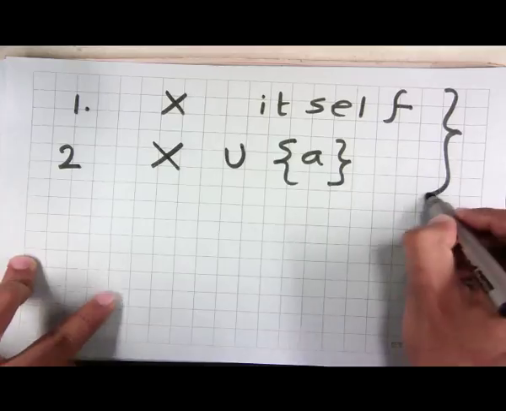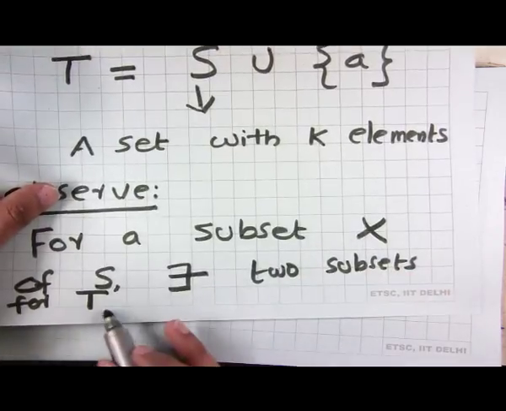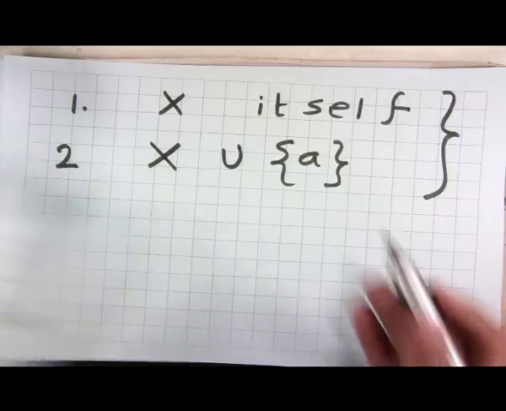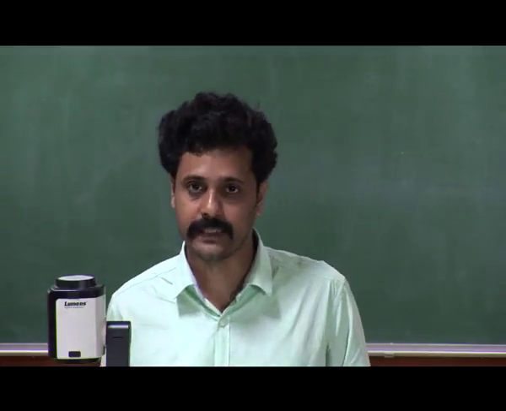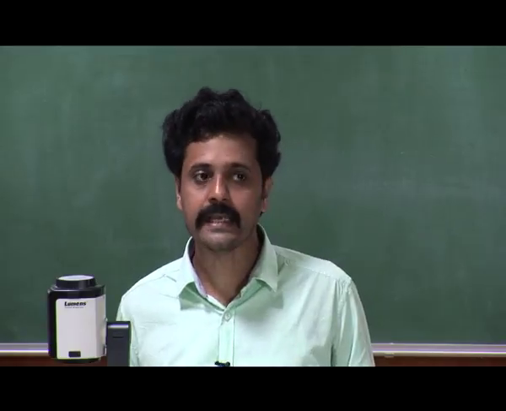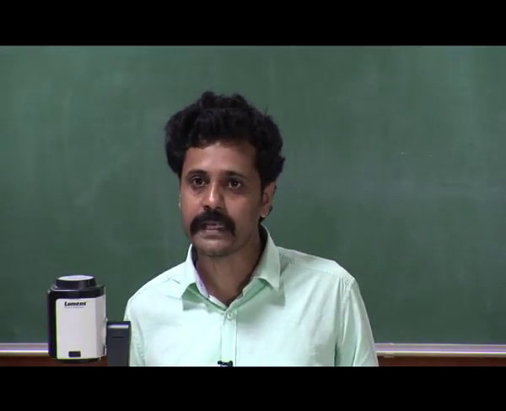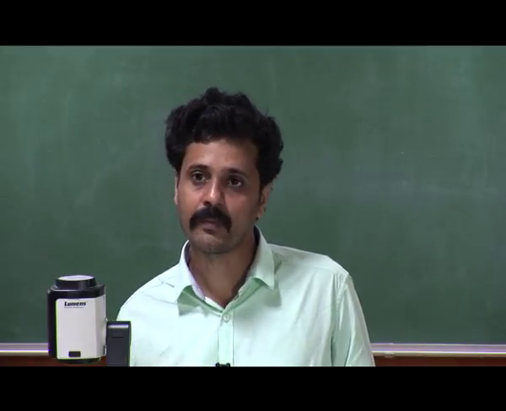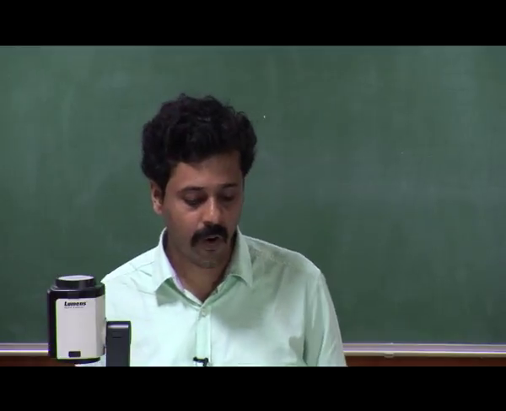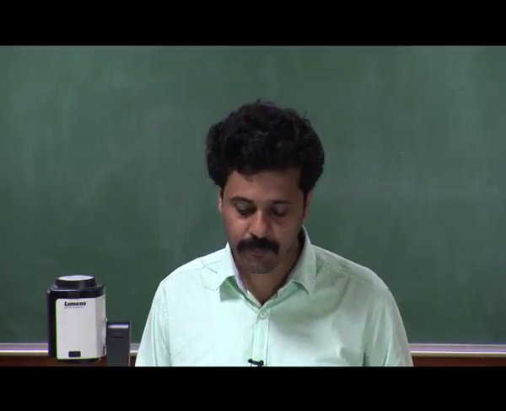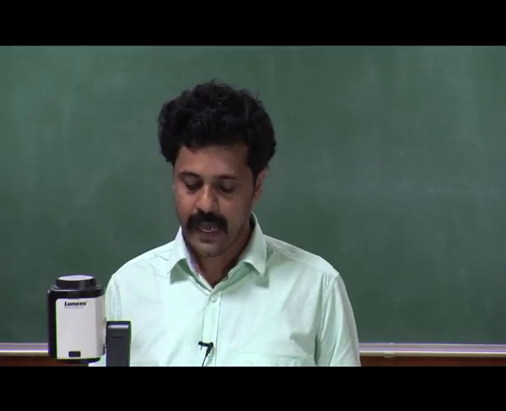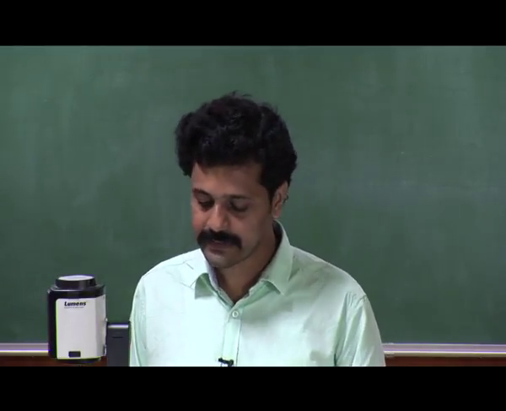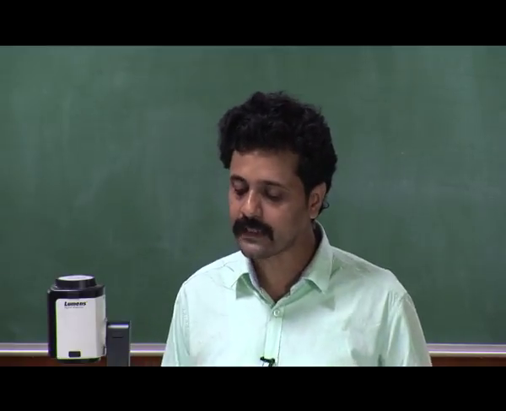So, starting with every subset X of S, we can have two subsets for T, namely X itself and X union A. And the second observation is that this will precisely cover all the subsets of T. You take any subset of T, either it will be a subset of S or it will be a subset of S along with augmented element A. This lists all the possible subsets of T. So, what we have proved is a subset of T comes from a subset of S in two ways, or in other words, for every subset X of S, there exist two subsets for T, and that covers all possible subsets for T.